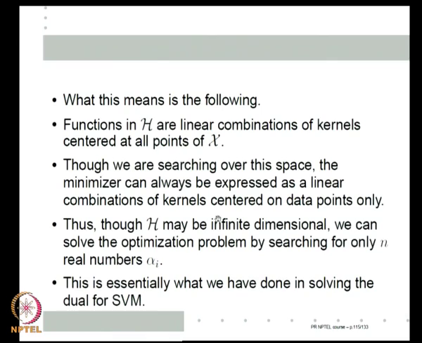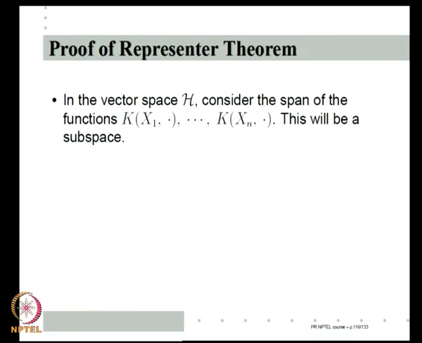Now, this is a very generic property when we work with kernels. If you are doing a search over the RKHS for a minimizer of the regularized risk under any loss function, as long as the regularizer uses the norm of the function in H. Okay. So, let us quickly prove the representer theorem.